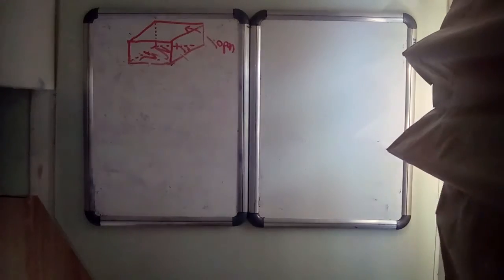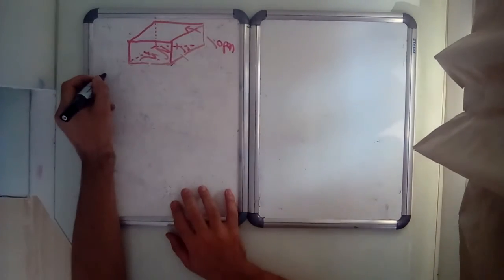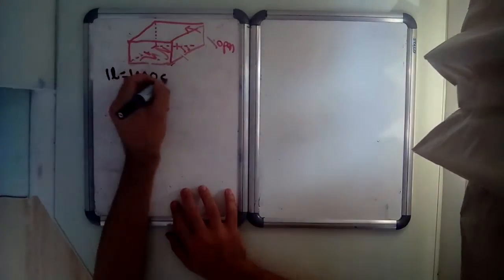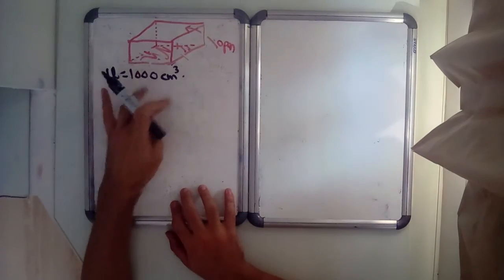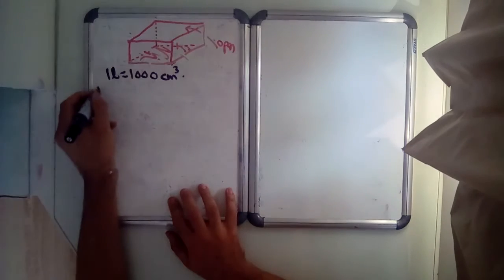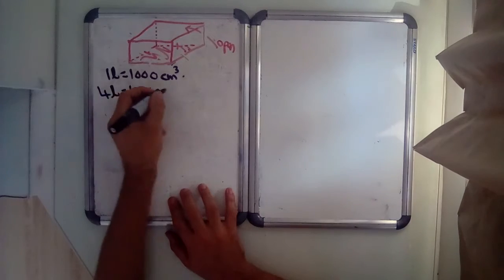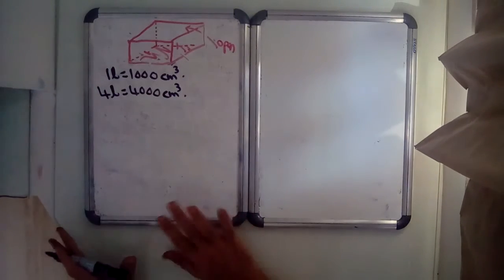Right, so something you absolutely need to know is that 1 litre equals 1,000 cm cubed. You should have known that from your GCSE days and possibly before, maybe even Mr. Lane. So this is 4 litres, right? So 4 litres equals 4,000 cm cubed. That is the volume, right? So that's the actual volume.